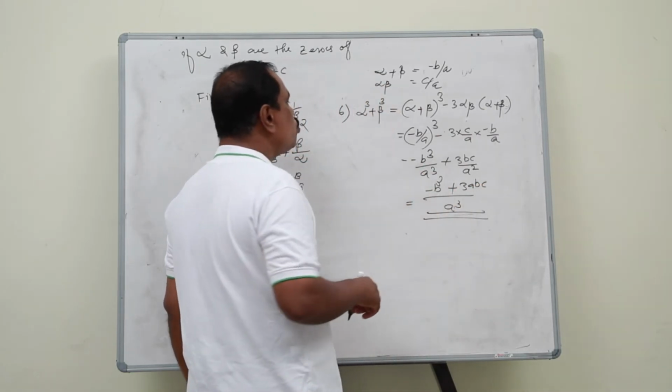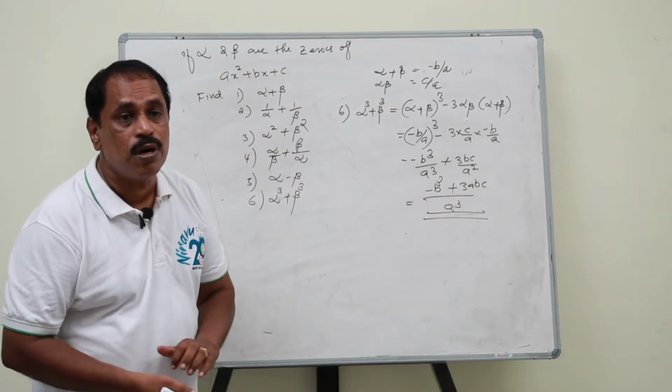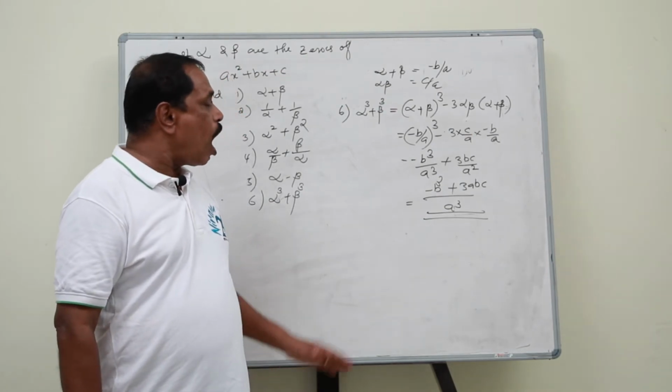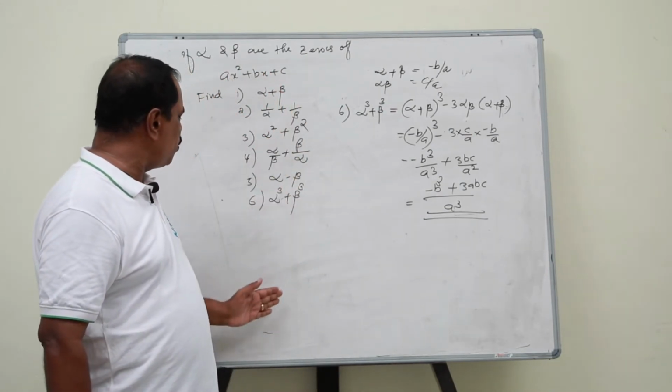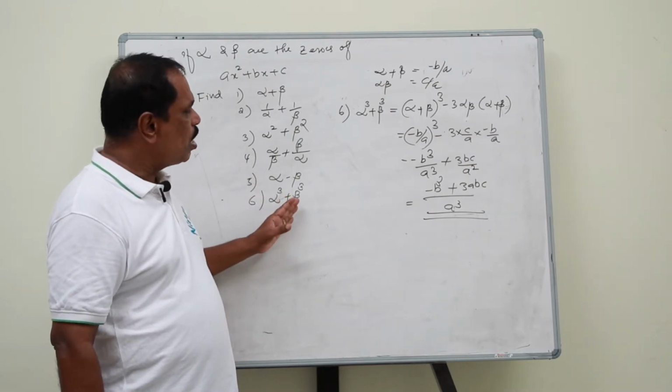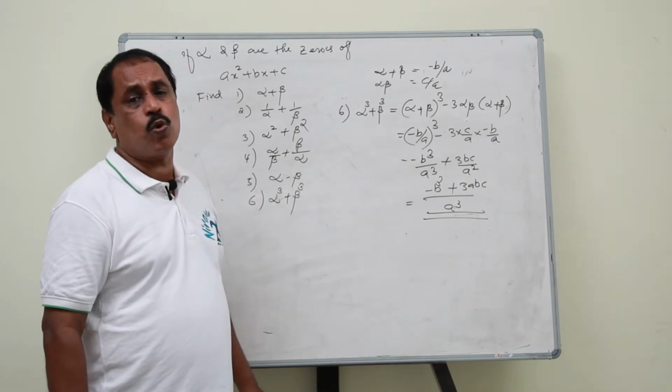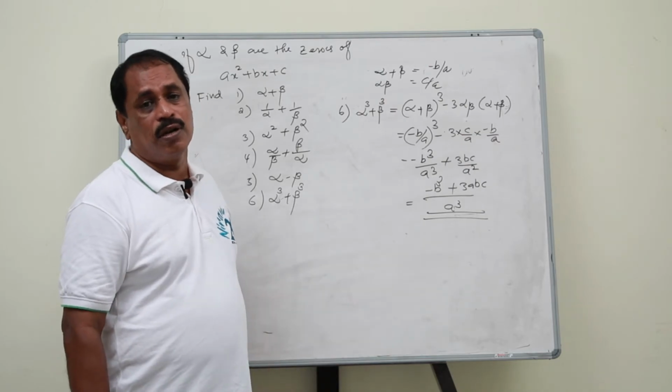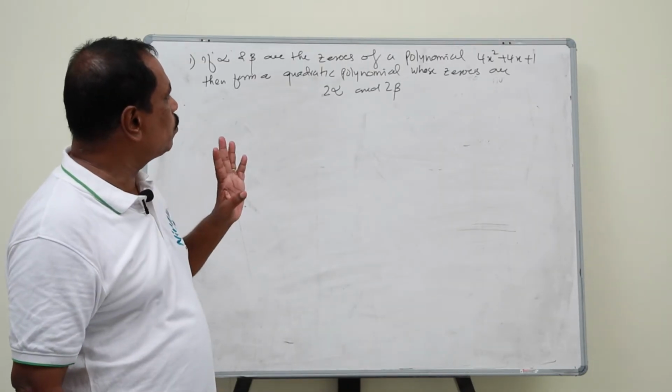3abc is the answer to alpha cube plus beta cube. How did you feel when you did this sixth question? Very easy, no? Very easy. And this chapter itself is so easy, you can enjoy it. We are doing another question.